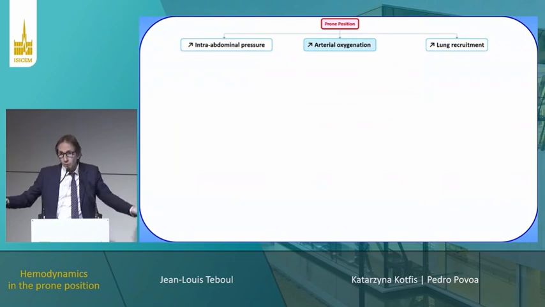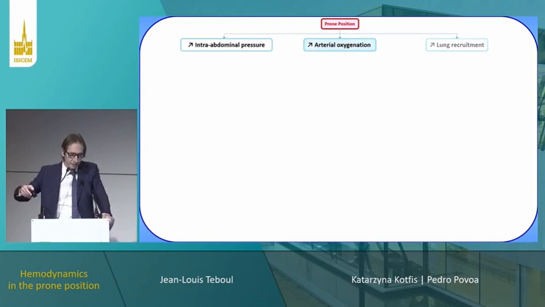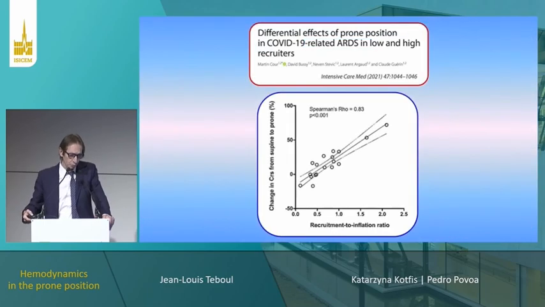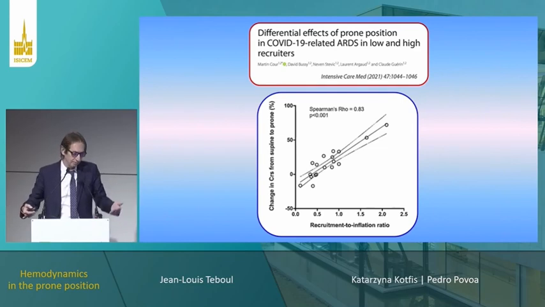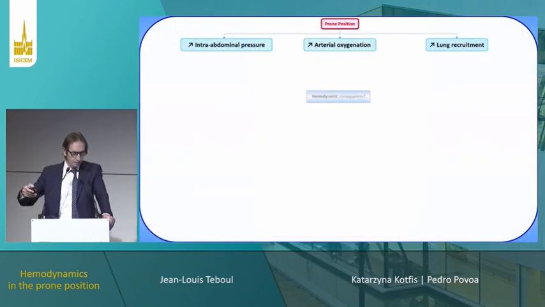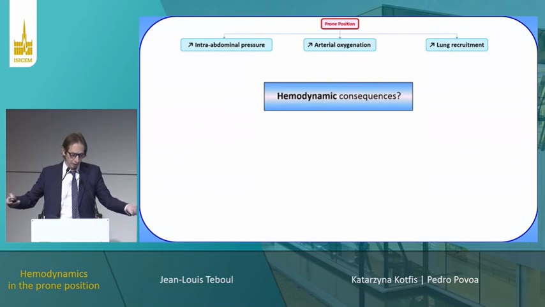Arterial oxygenation, of course, is one of the objectives of prone positioning: to improve arterial oxygenation. And lung recruitment is another objective of prone positioning: to recruit lungs. And we know that not all patients have recruitable lungs. In this paper by Martincourt and others, they show that in COVID-19 patients, there is a good correlation between the increase in compliance of the respiratory system from supine to prone and the air to eye ratio. Okay, these three events can have some hemodynamic consequences.